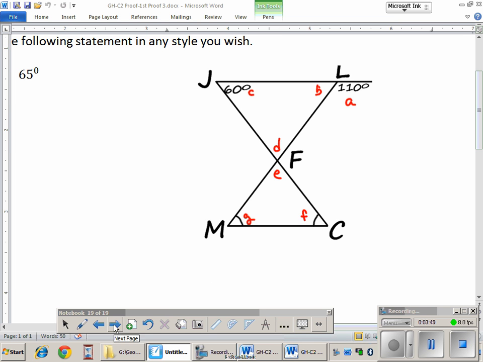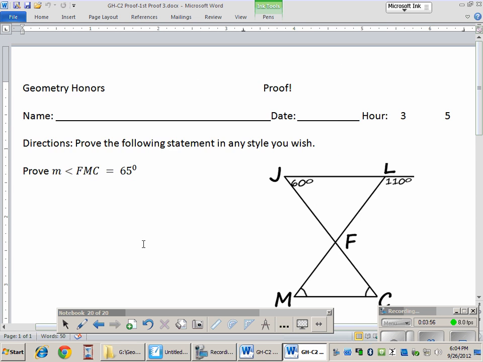Now here's a kind of a disclaimer before we begin. I am going to show you one way to do it, and I'm going to use one particular style to do it.